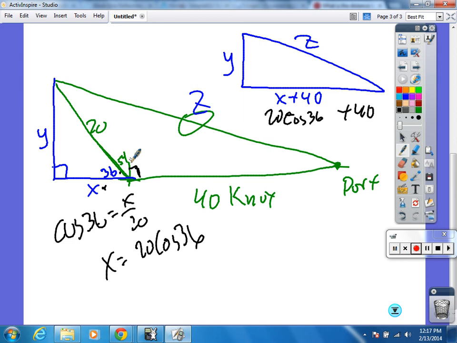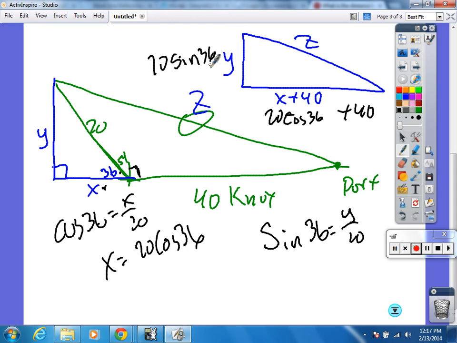Okay, we could use tangent. I'm not going to use tangent. Sine would be better, right? Because then you're using this guy in terms of that. I don't want to play with that, to be honest with you. But sine works just as well, right? Sine of 36 equals the Y over the 20. Now what? Multiply it over, so therefore Y is 20 sine of 36.